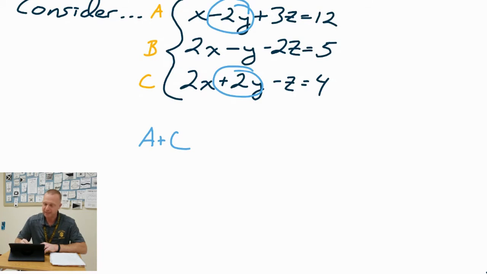Let's try it. If I add the top equation with the bottom equation, I get 3x. Of course, the y's are going to cancel. And if I add the top equation and the bottom equation for the z's, I get 2z.